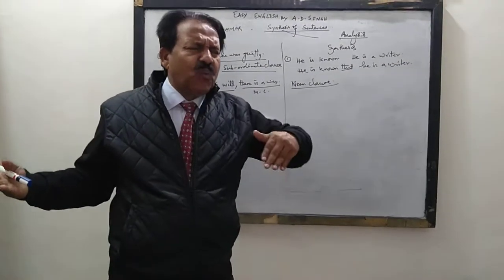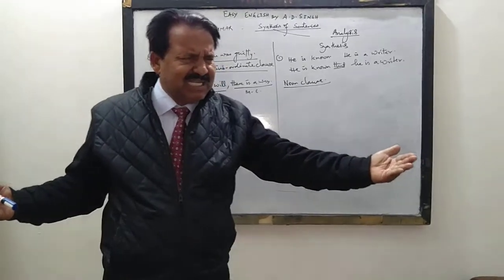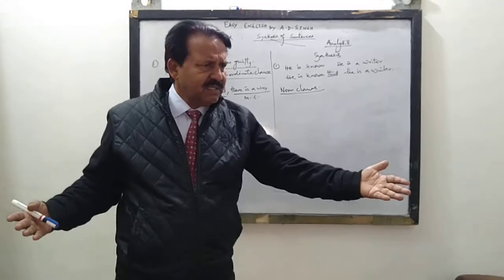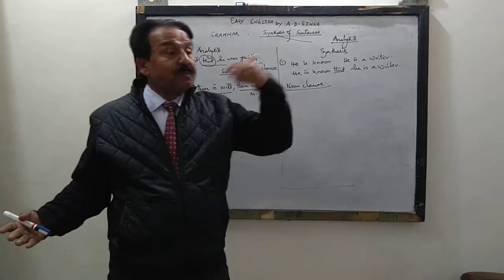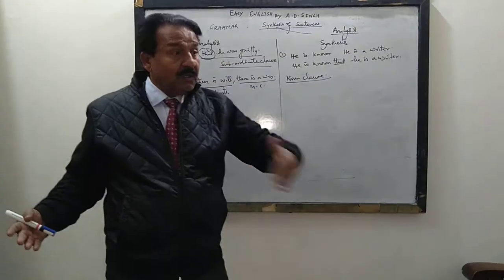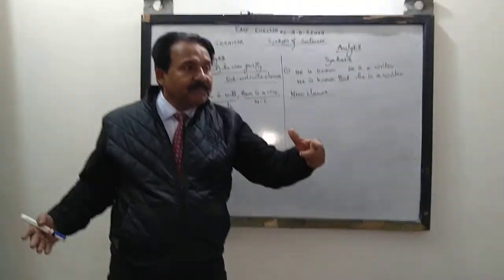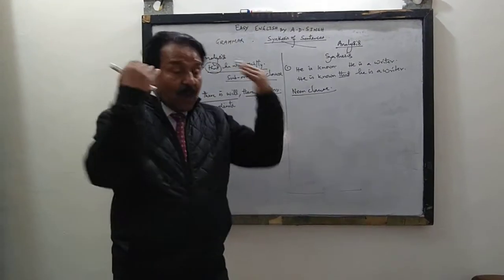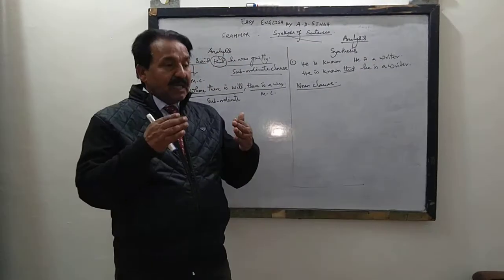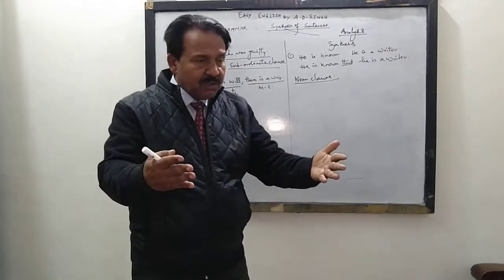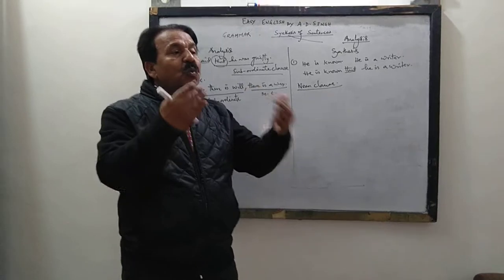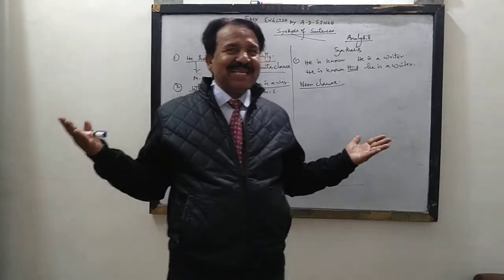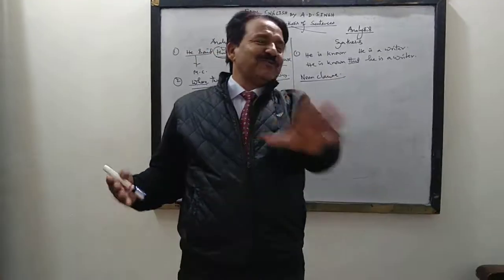Obviously, a noun can work as a subject in a sentence. A noun can work as an object to a verb. A noun can work as a complement. And a noun can also work as an object to a preposition. Obviously, a noun has 4 functions.